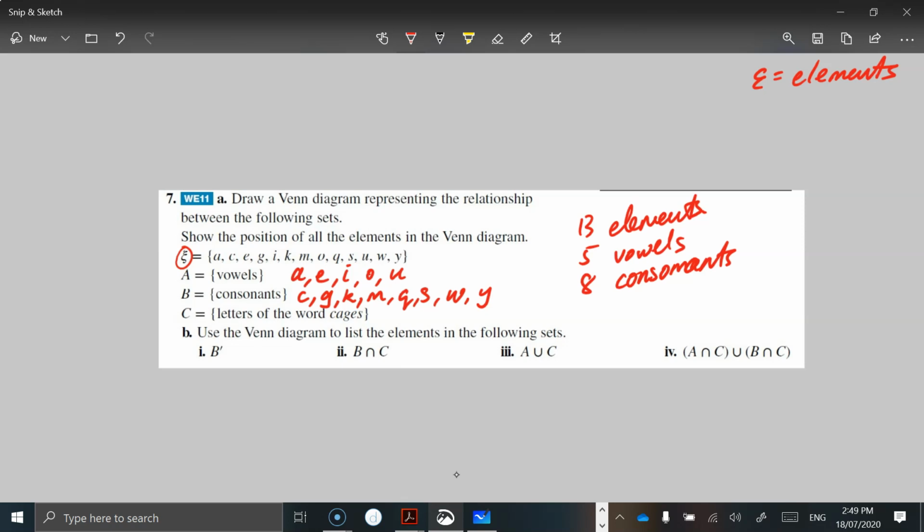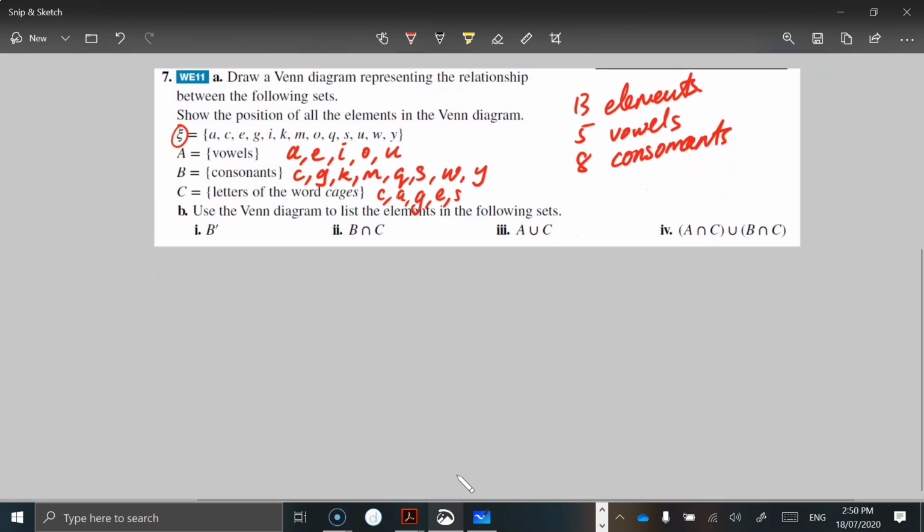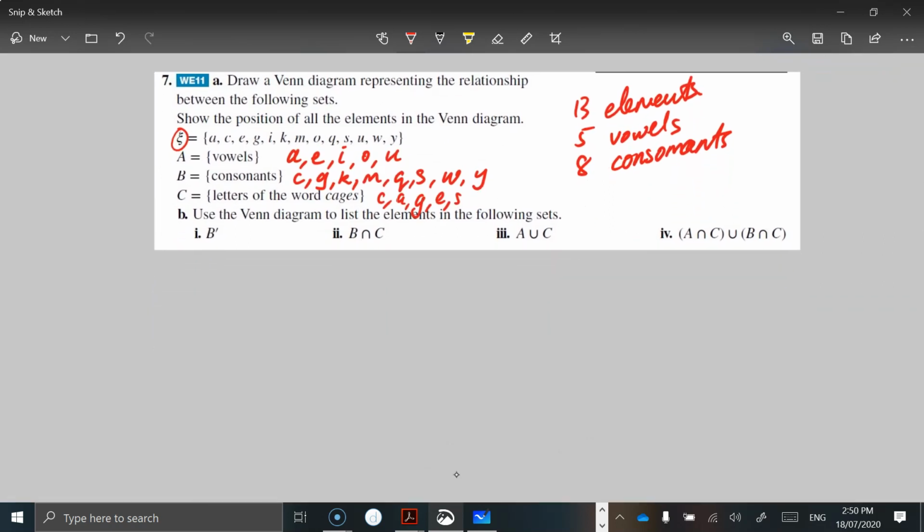And then lastly, we have a third set, C, which is the letters of the word cages. Okay, so cages, we're looking at C, A, G, E, S. Okay. All right. So now it asks to use a Venn diagram to list the elements in the following sets. Now, what we could do is, I'll just shift this up here. Let's draw a Venn diagram.